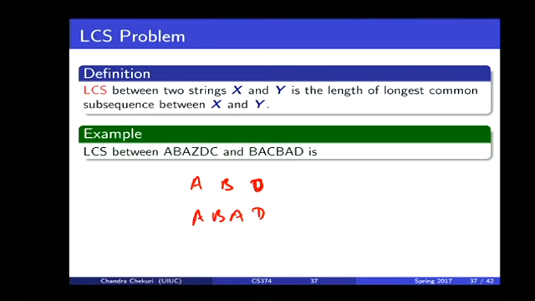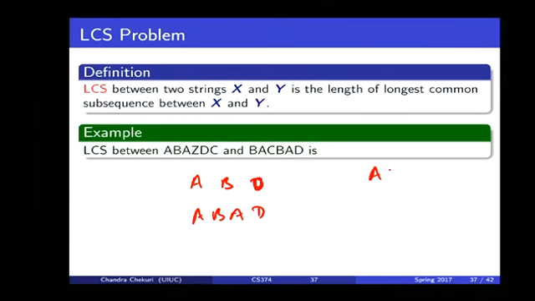So if you match A to A and B to B, how will we get the right cost? Think of this as an alignment problem, right? A, B, A, Z, D, C, B, A, C, B, A, D. What do we want? We want A, B, A, D, right? What we want is A, B, A, D is there.